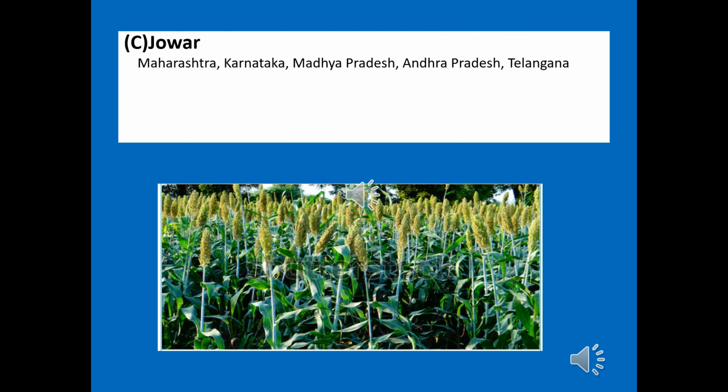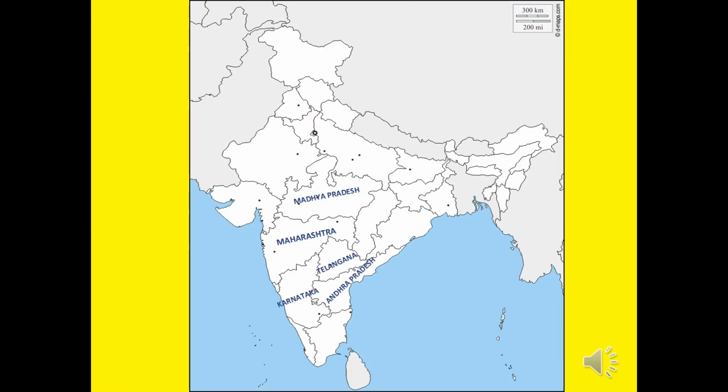Now let's talk about jowar. Jowar ranks third in area among food grains. Jowar can be grown in semi-arid and arid areas, having rainfall under 45 centimeters. High temperature is necessary for its growth. It is generally grown on poor soils and in precarious rainfall zones. It is found in Madhya Pradesh, Maharashtra, Telangana, Karnataka and Andhra Pradesh.